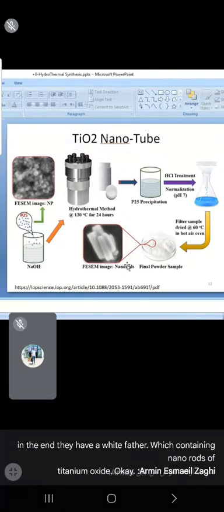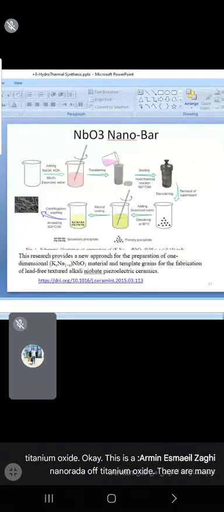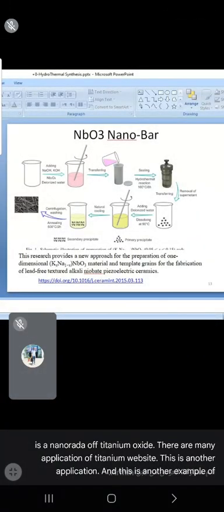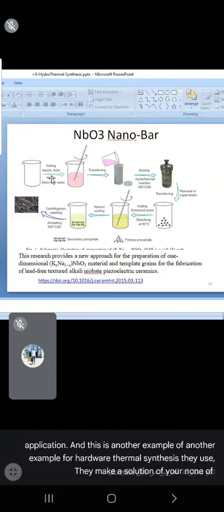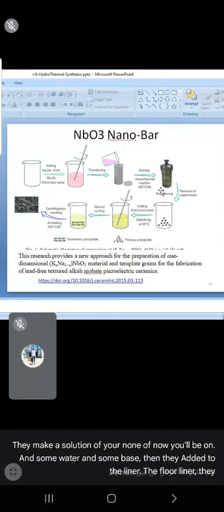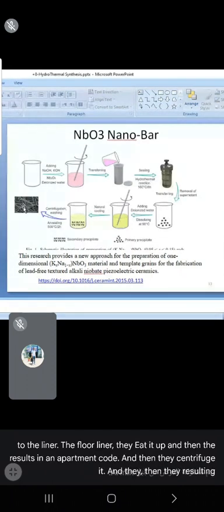Okay, this is a nanorod of titanium oxide. There are many applications of titanium oxide. This is another example of hydrothermal synthesis. They make a solution of niobium and some water and some base. Then they add it to the liner, Teflon liner. They heat it up, and then they get nanoparticles. And then they centrifuge it, and then they get nanowires of niobium.